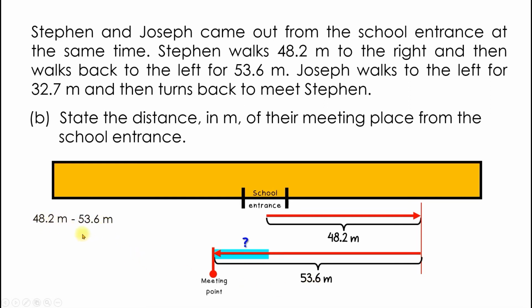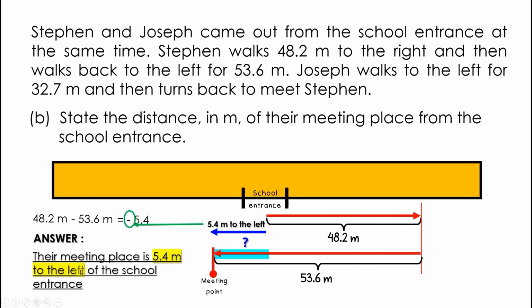So what we're going to do now is solve this, and this is going to result in negative 5.4. Now, the negative simply means that it's headed towards the left, but the distance is 5.4 meters. So when I write this down, this is going to be 5.4 meters to the left. That's the distance from the entrance to their meeting point. So the left direction is represented by the negative sign. So final answer, their meeting place is 5.4 meters to the left of the school entrance.